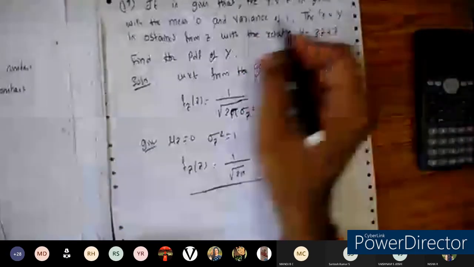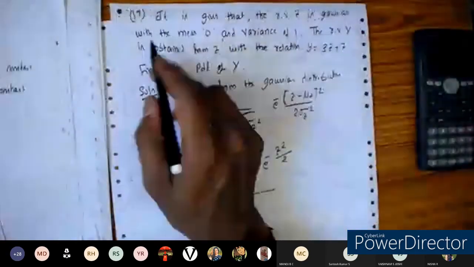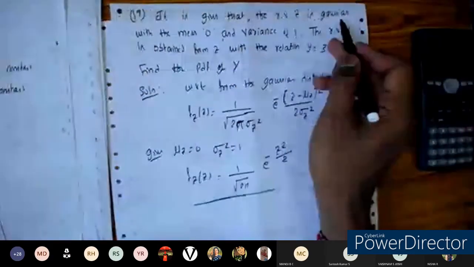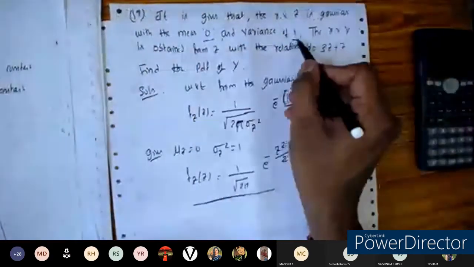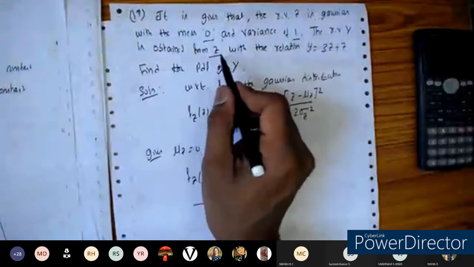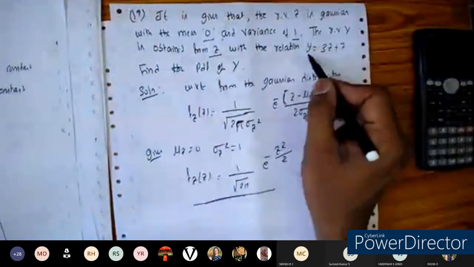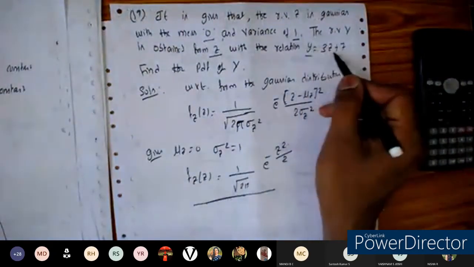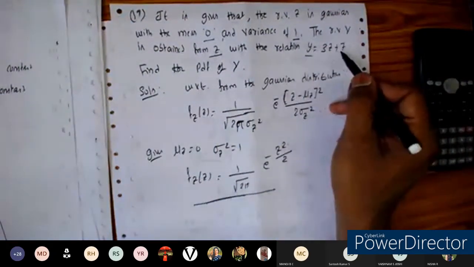So here we need to find out the PDF. I'll repeat the problem. It is given that the random variable is a Gaussian random variable. The mean is given, the variance is given here. So we need to obtain the PDF of the Gaussian random variable z, and also we need to find out the PDF for the new random variable y.